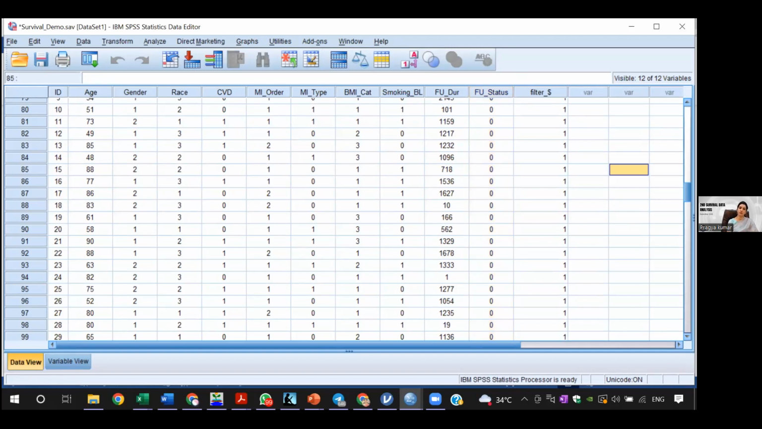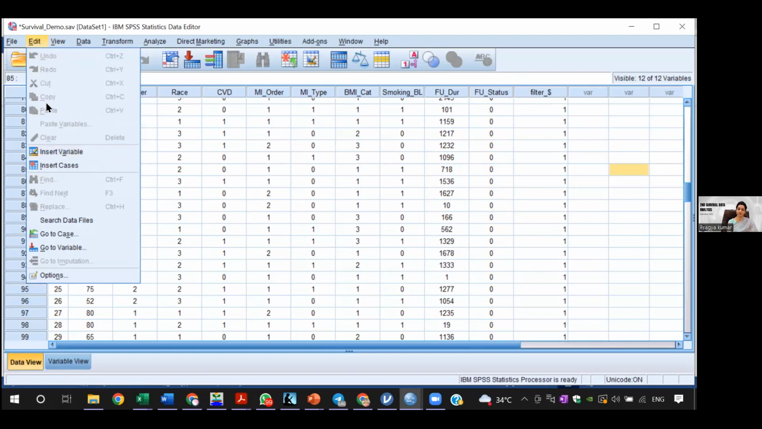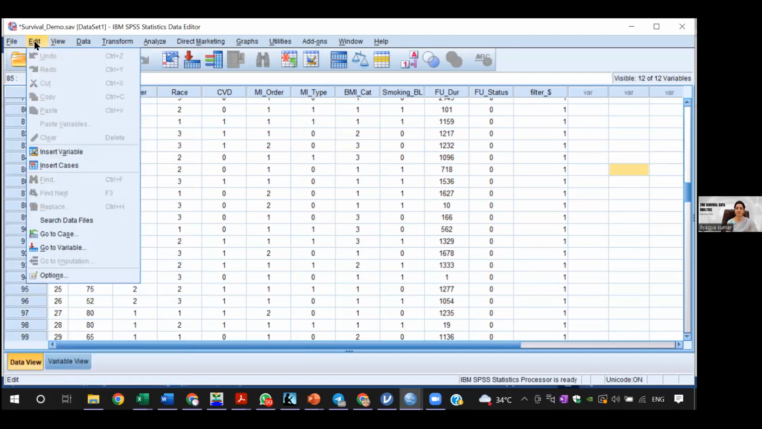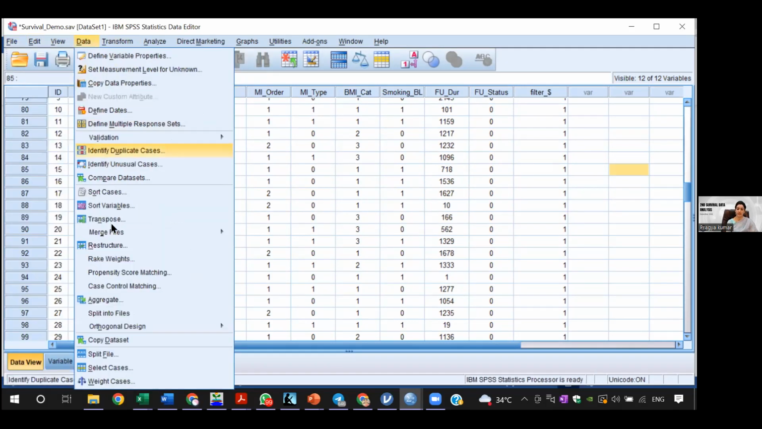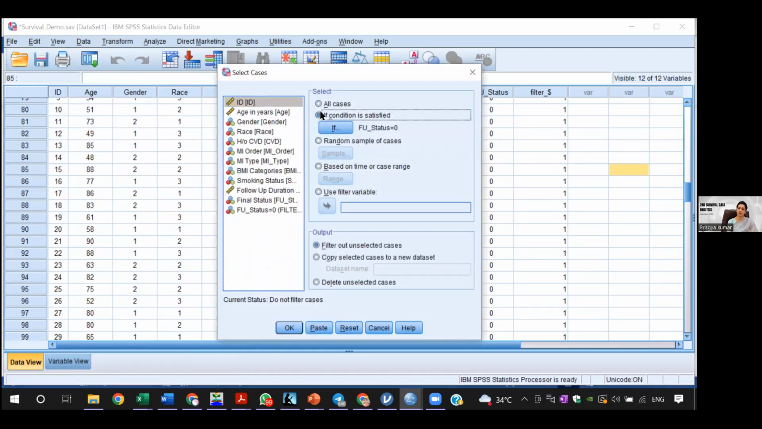So how to do that? First, you have to select the censored data. So you all know how we select the cases in SPSS. So go to, sorry, in Data. In Data, go and click on Select Cases. In Select Cases, you have to click on 'If condition is satisfied'.